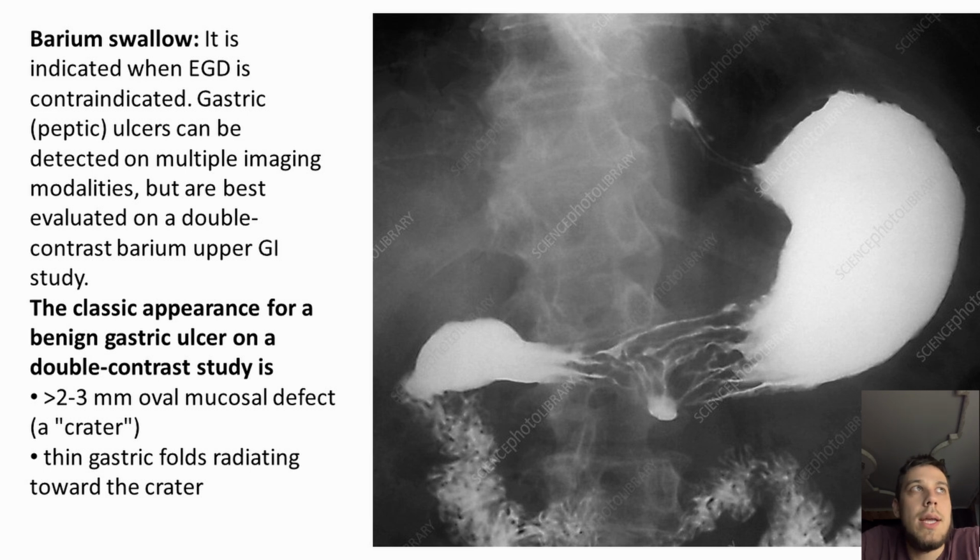Barium swallow. It is indicated when endoscopy is contraindicated. Gastric or peptic ulcers can be detected on multiple imaging modalities, but are best evaluated on a double contrast barium upper gastrointestinal study. The classic appearance for a benign gastric ulcer on a double contrast study is a more than 2 or 3 mm oval mucosal defect, a so-called crater, or thin gastric folds radiating toward the crater.